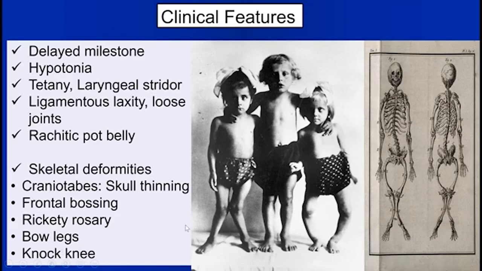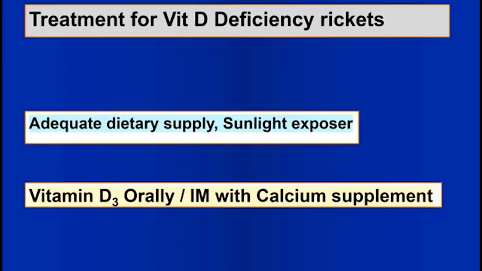Now these primarily occur because the bones which are formed are abnormal and they cannot bear the weight of the patient. The treatment for vitamin D deficiency rickets involves an adequate dietary supply of calcium and adequate sunlight exposure. Now, if these are not sufficient, then vitamin D3 is given orally, and in severe cases, it can also be given intramuscularly along with calcium supplementation.